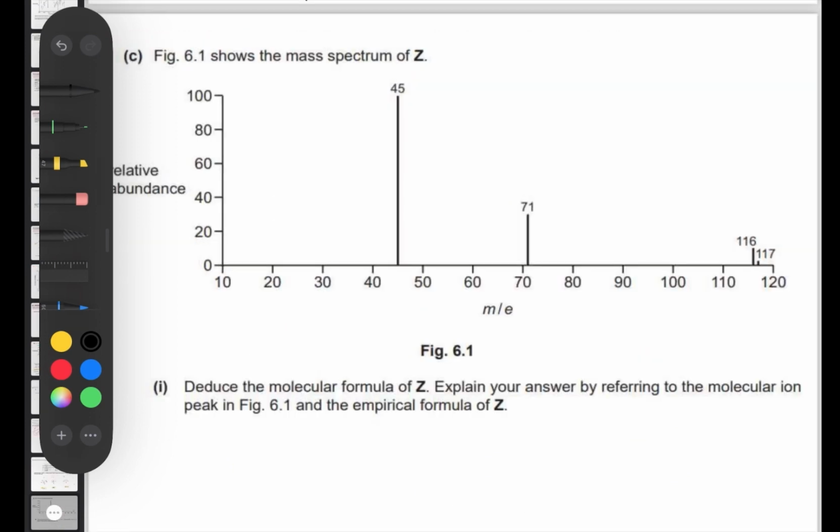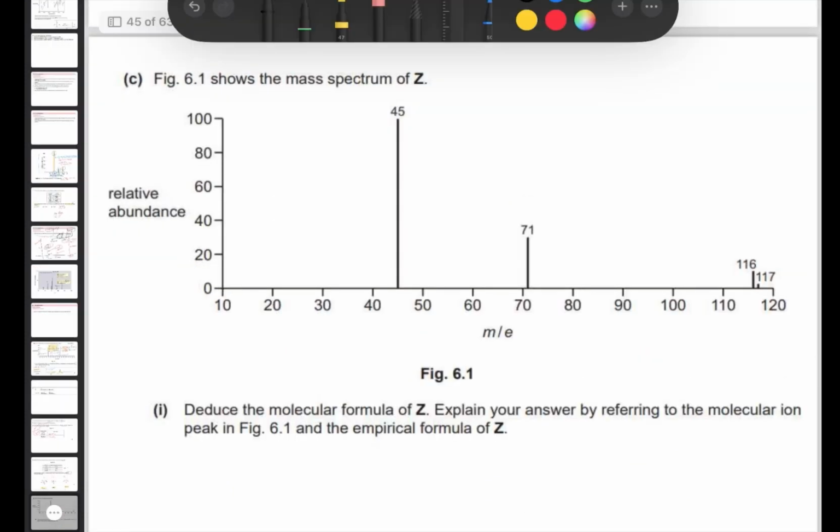All right, the question is the mass spectrum for Z. Z, remember, has an empirical formula of CHO. It contains a carboxylic acid and alkene. You have to keep that in mind so far. Okay. Now we have a beautiful graph in here.